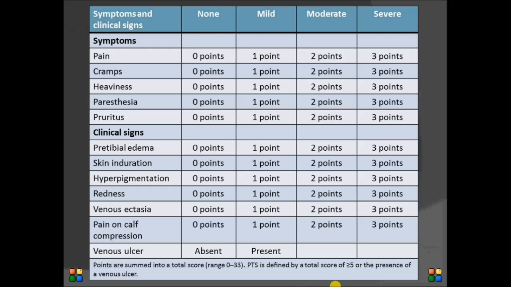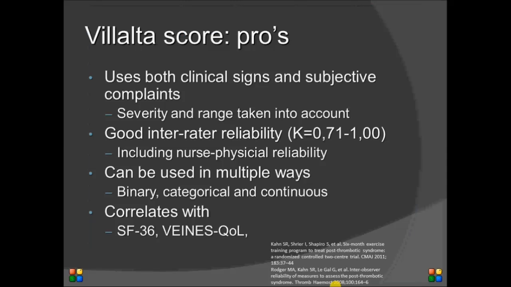These are the things, how you do it. And the pros of the Villalta score are that you can use it for both clinical and subjective complaints. It has a good inter-rater reliability. It can be used in multiple ways: you can have a binary comparison, a categorical comparison, or a continuous comparison. And it correlates well to the SF-36 and venous quality of life.